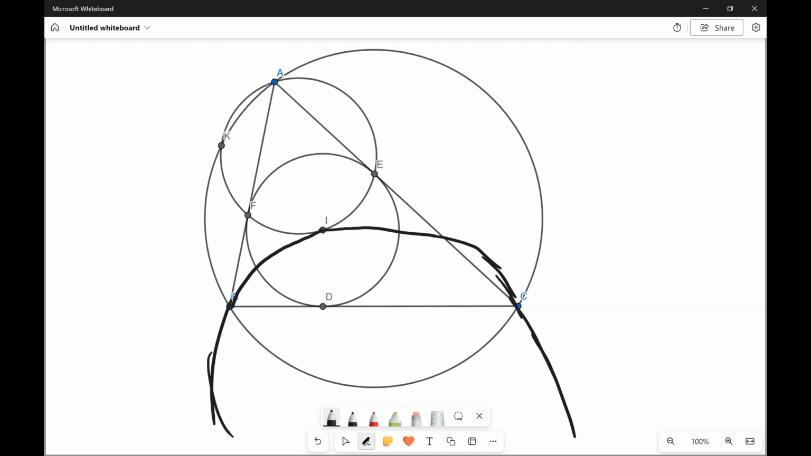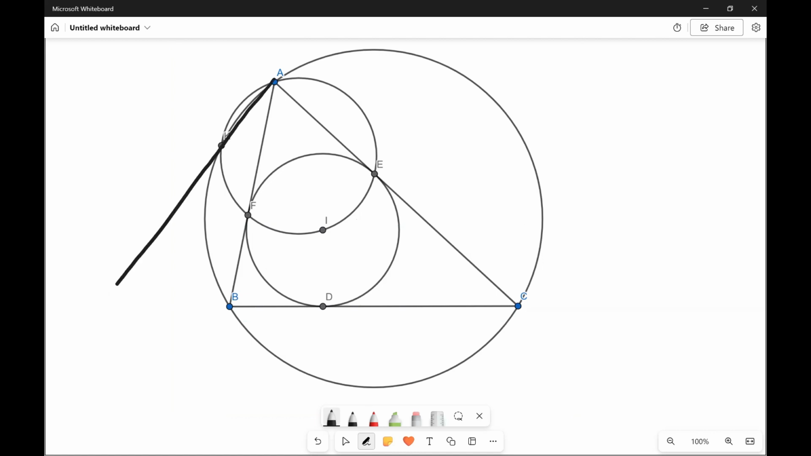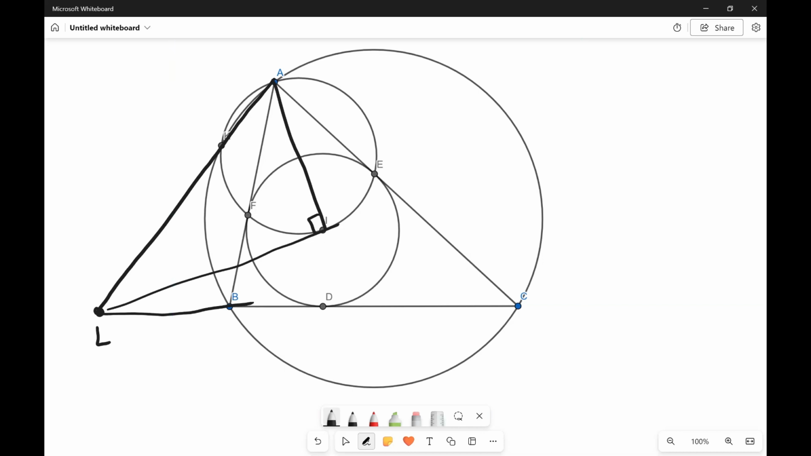So if I go ahead and get rid of this circumcircle here in the diagram, we can actually rephrase it without the circumcircle. If AK intersects BC at this point L, then we have that angle AIL is 90 degrees. And that's the second property.